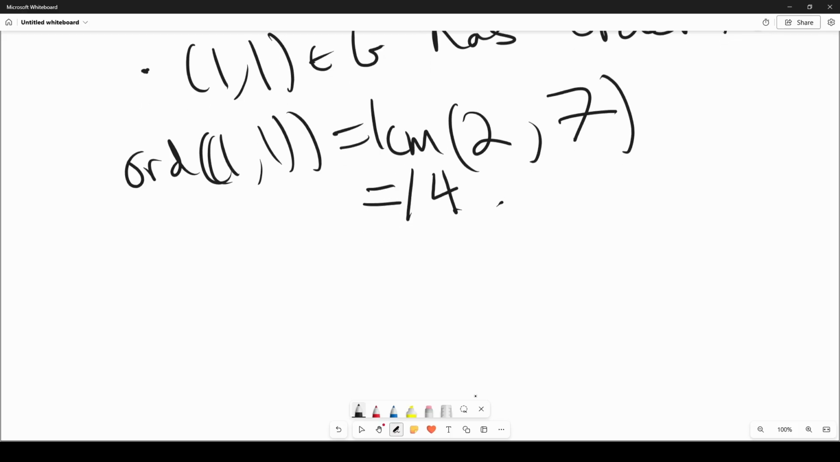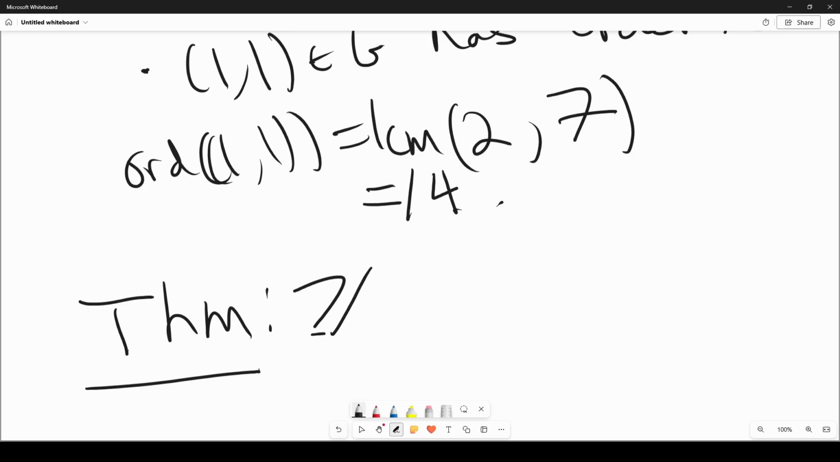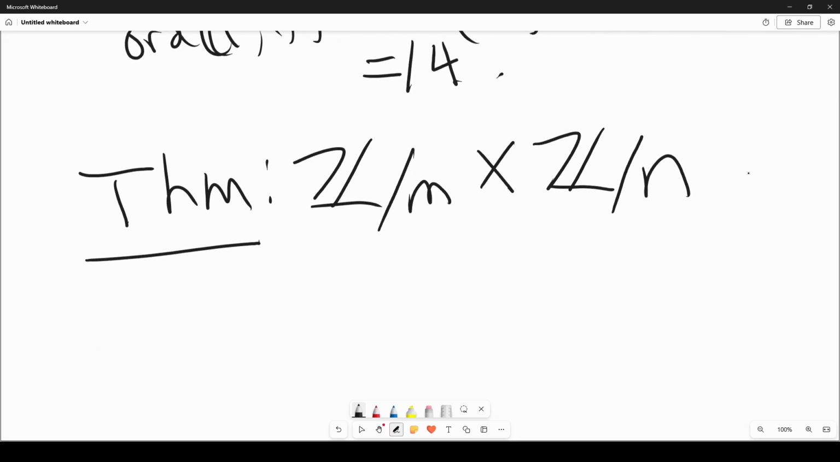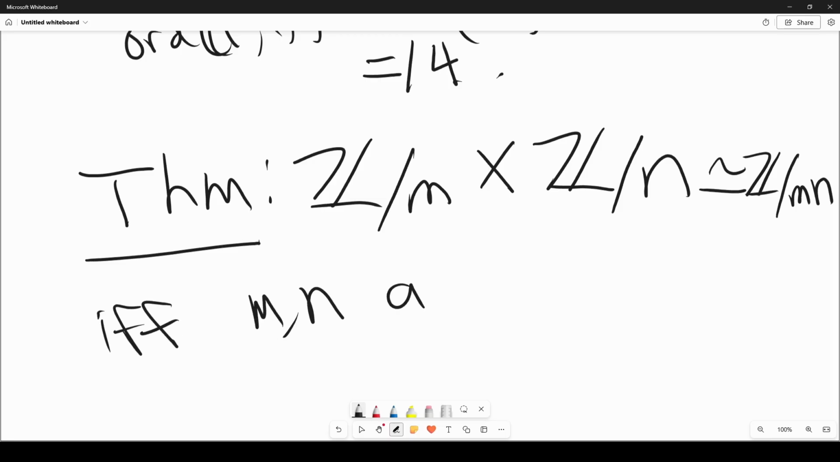So now let's try to generalize this idea and prove a nice result when it comes to these direct products. So the theorem is going to be, if we have Z mod M and we're producting it with Z mod N, then this is going to be isomorphic to Z mod M times N if and only if M and N are relatively prime.